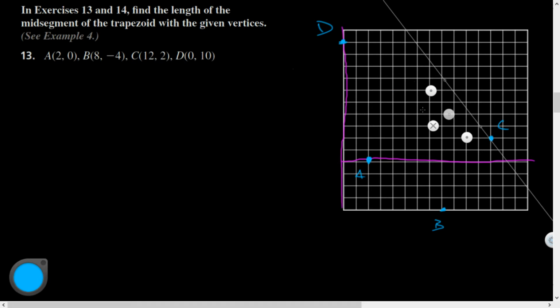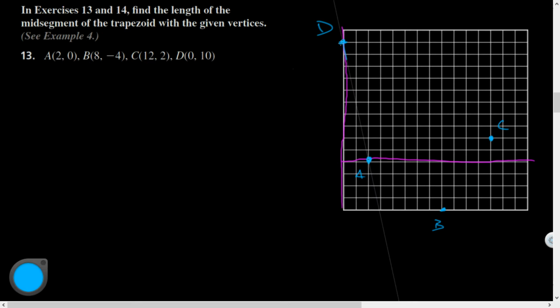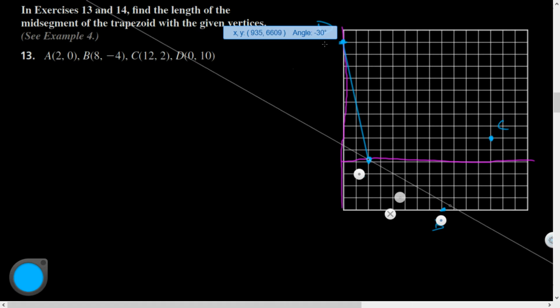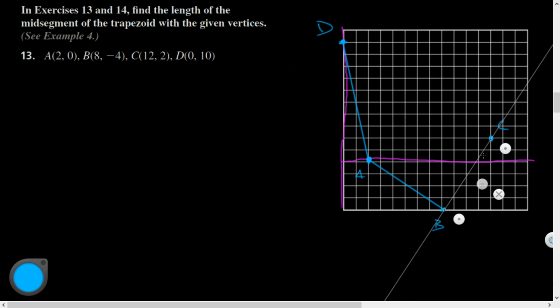I'm not going to be able to draw those lines myself. So, I've got to look at this and figure out which sides are parallel. The mid-segment is going to be the midpoints of the legs connected.